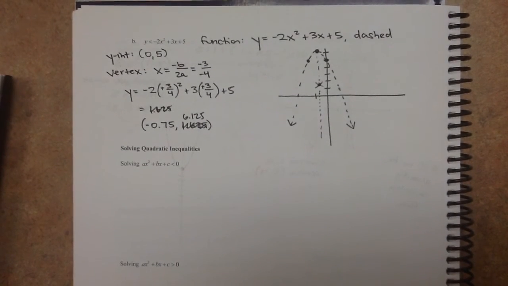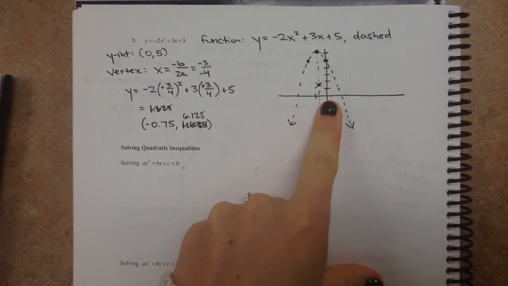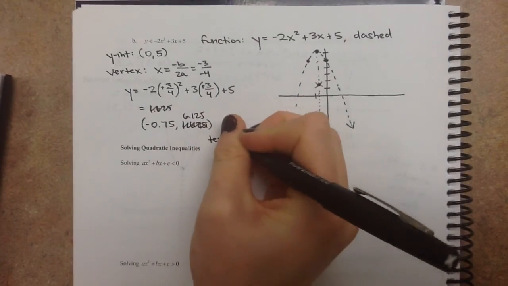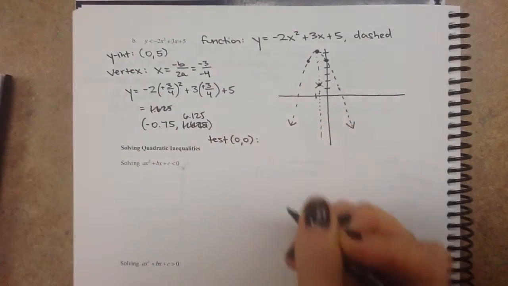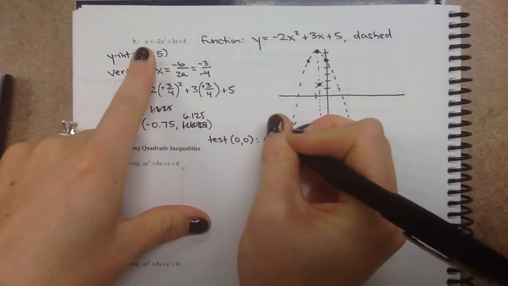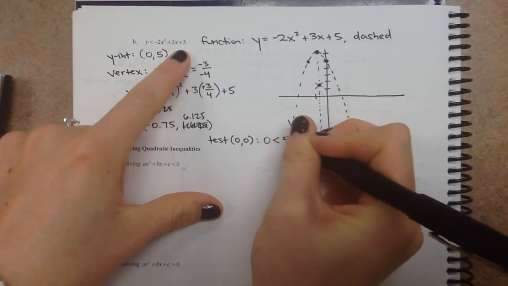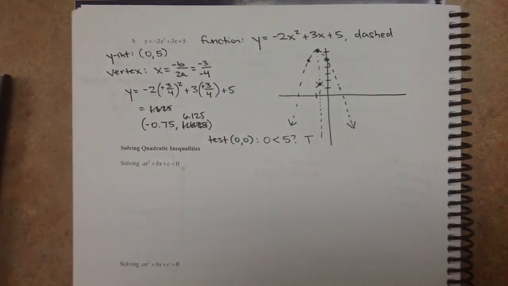That's really the hard part. Next, we can do a test point. (0, 0) is not on the parabola, so we can test (0, 0). I'm going to plug it in right here. Is 0 less than 0 plus 0 plus 5? And 0 is, in fact, less than 5.